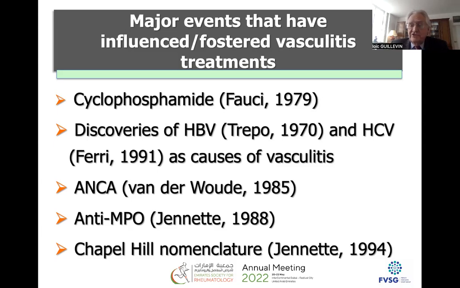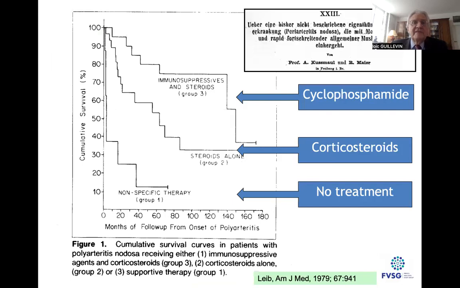The Chapel Hill nomenclature is certainly the best classification system for vasculitis. And for me, I use only this one because it is really a very, very good one with very precise definitions of the diseases. This slide on treatment.